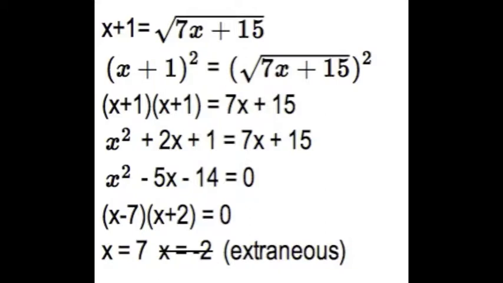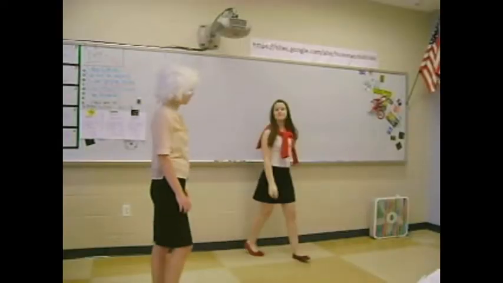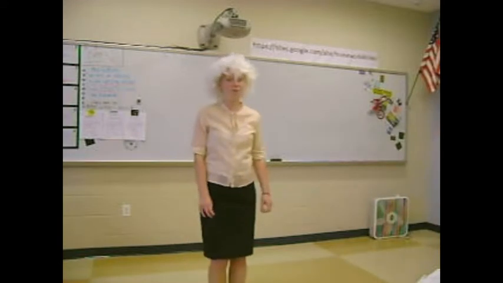However, when you go back and check your work, only one of these solutions works, which is x equals 7. The solution that does not work, x equals negative 2, is the extraneous solution. Thanks, Katie, that's correct. Now we'll go over solving equations with a rational exponent.